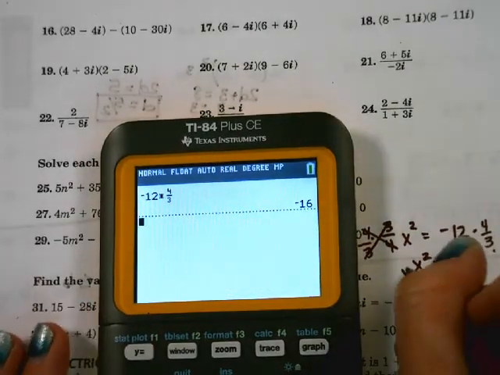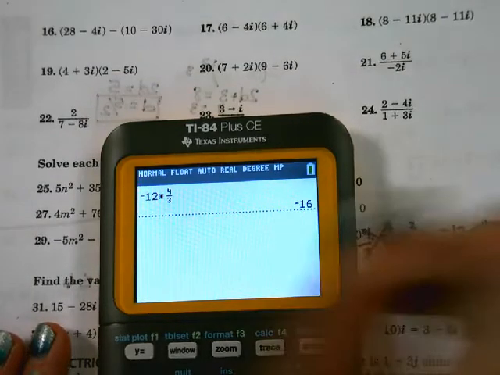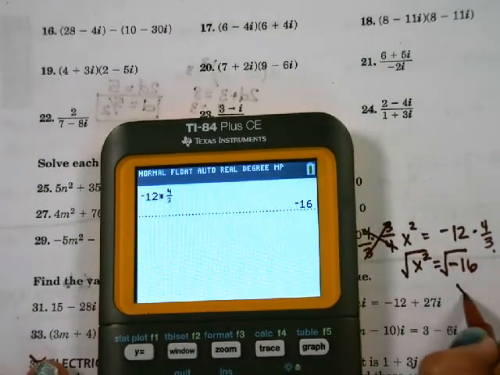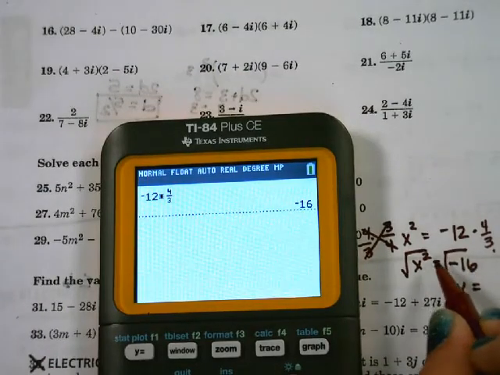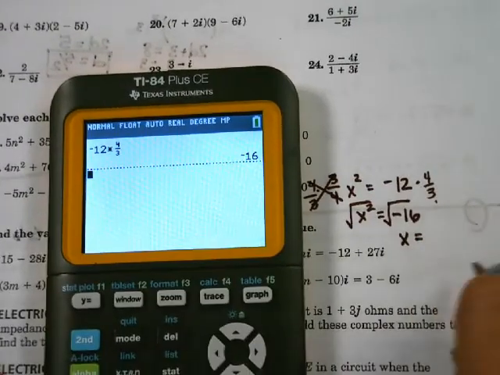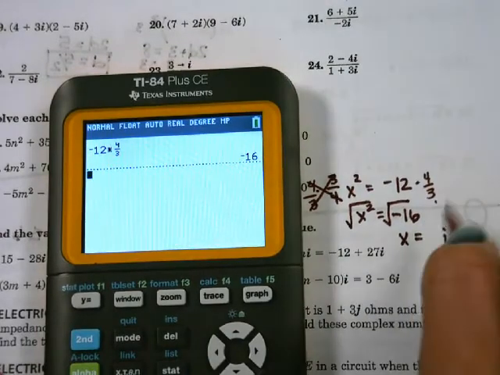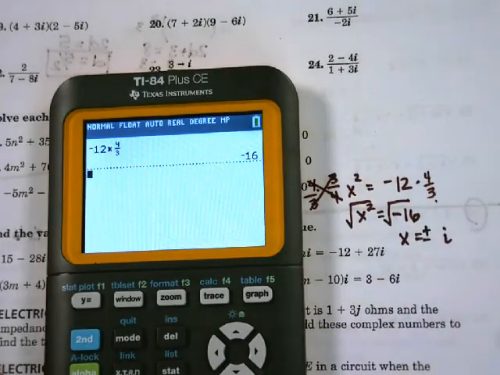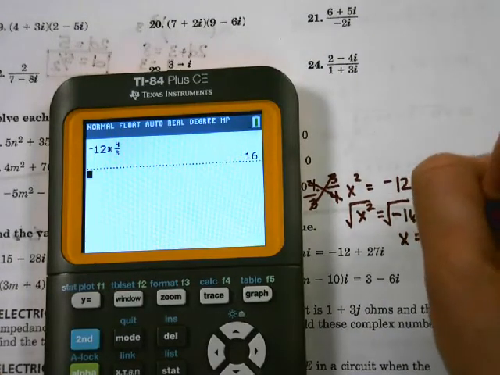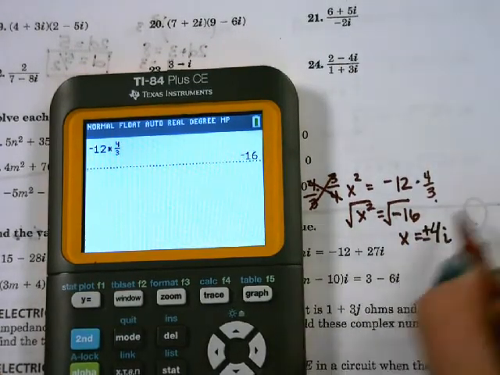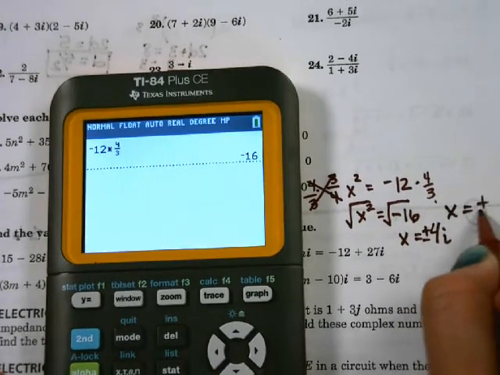And then take the square root because I have the x squared. So I want to undo that. So x equals, the negative comes out as an i. I took the square root, so I need a plus or a minus. And the square root of 16 is 4. So that guy is plus or minus 4i.